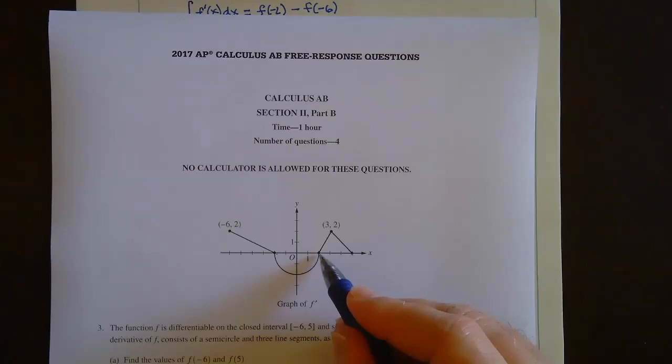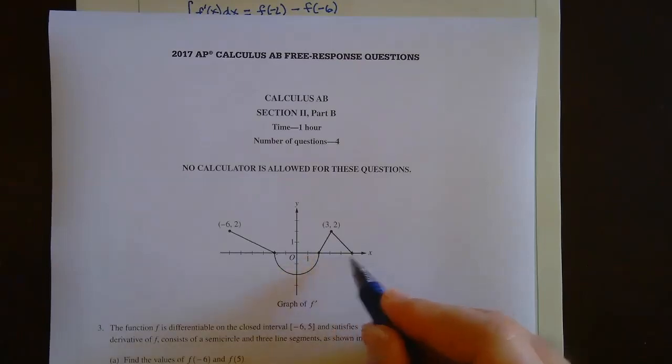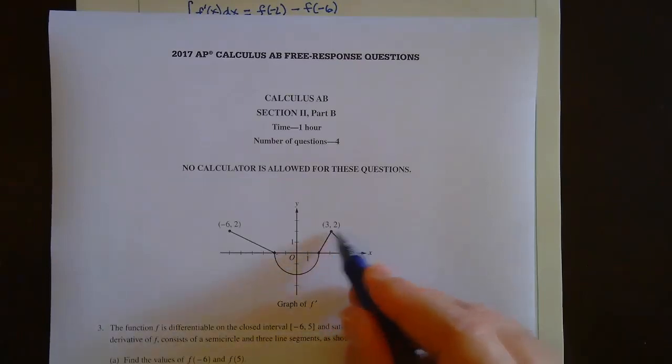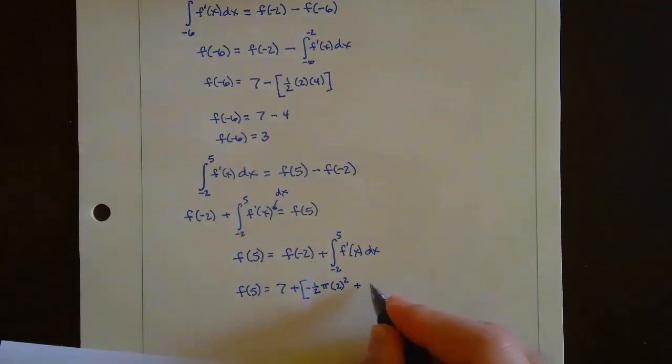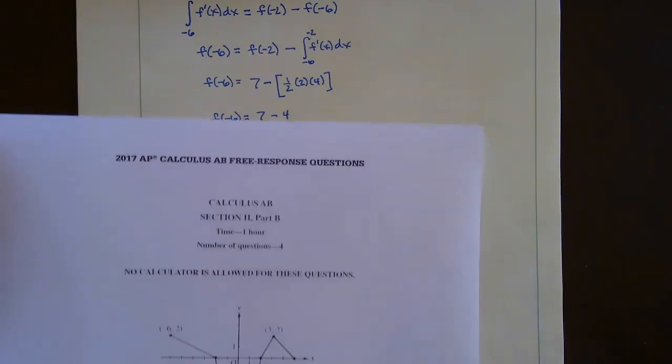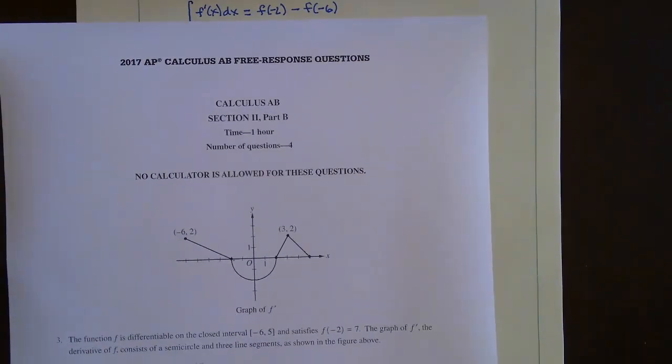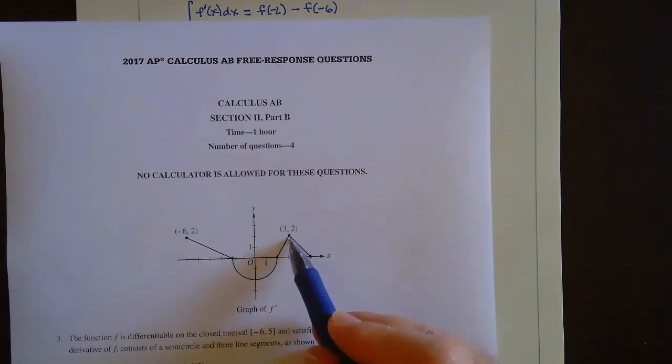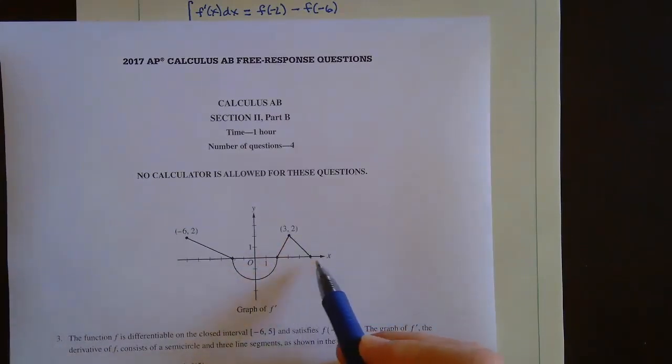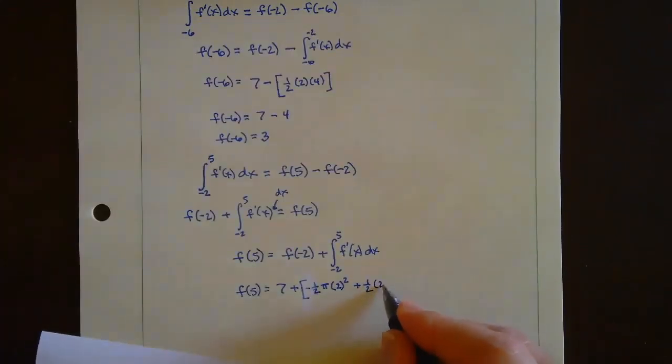Now I want to take care of the integral from 2 to 5. This is just a triangle. This would be the height right here, and this would be the base. So to this, we're going to want to add 1/2 times 2 times 3.